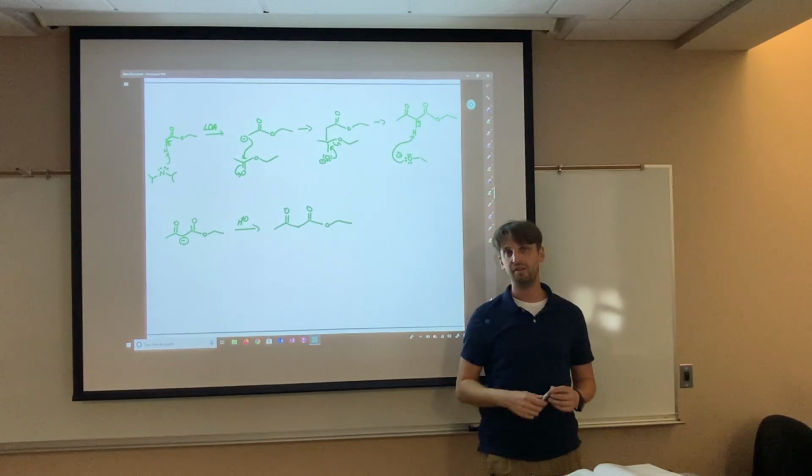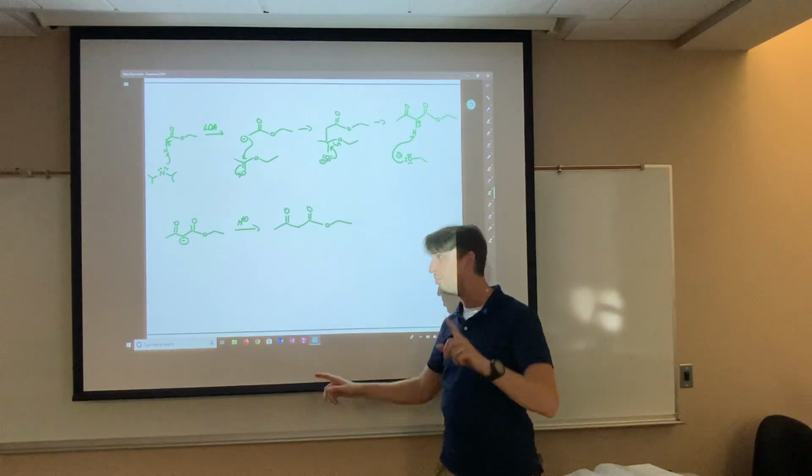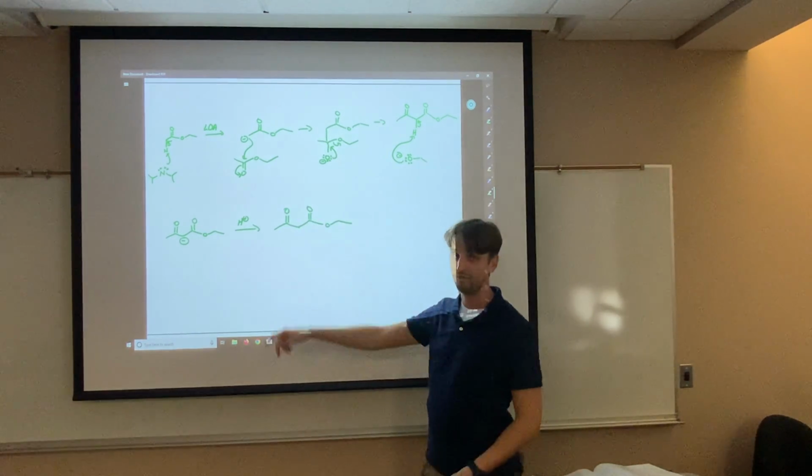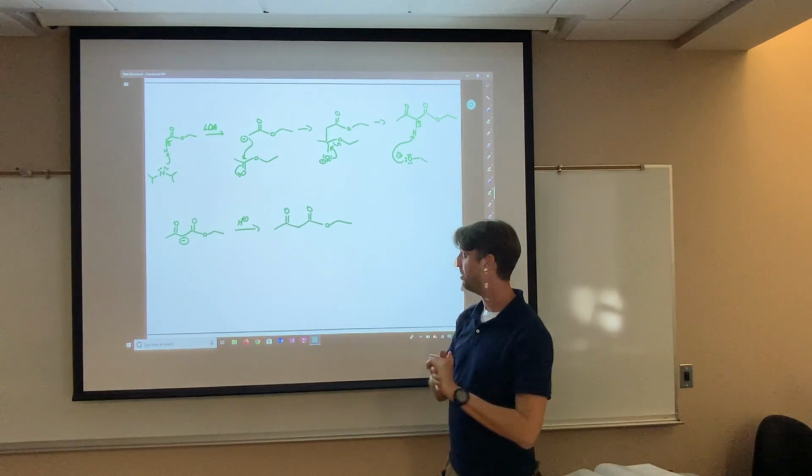But the point being is that we can start to bring together some of these carbonyls, and at the end of the day, why these are so important is we end up making carbon-carbon bonds along the way. Forming carbon bonds, extremely important to do in organic chemistry, okay?